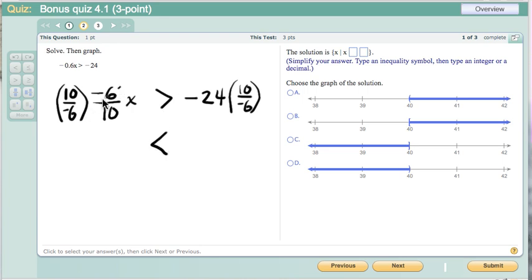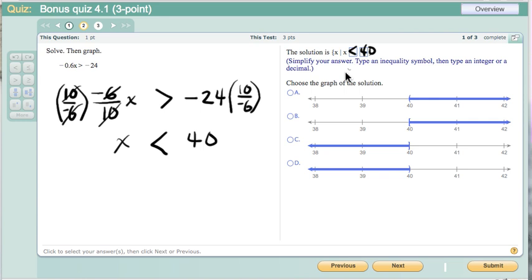Now, the multiplication by 6 is undone by this division, and the division by 10 is undone by this multiplication. So I have x by itself. Over here, negative 6 goes into negative 24 4 times, and 4 times 10 is 40. So there it is, bare bones solution for x. And how do they want the answer here? The solution is set notation. The set of all x such that x is less than 40.